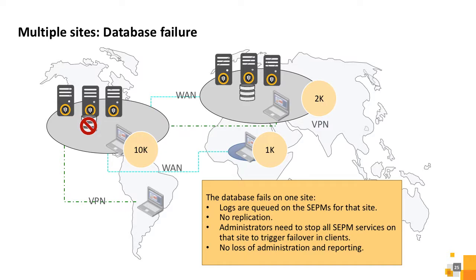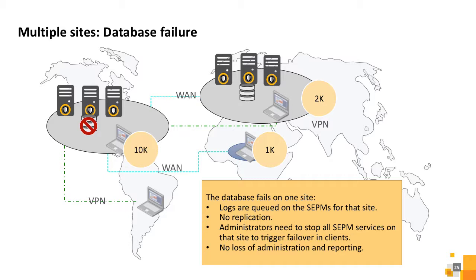If the SQL backend fails, the clients continue to be protected and send their logs to a specific folder on the SEPM. When the SQL database resumes, the SEPM processes the log queue and inserts the missing logs into the database. The SEPM console is unavailable on the site where SQL is offline. Replication does not occur. In this example, if you need to perform administration on 10,000 clients in the United States, you must stop the SEPM services for the US-based SEPMs so that failover takes place, and the US clients become managed by the European SEPMs.